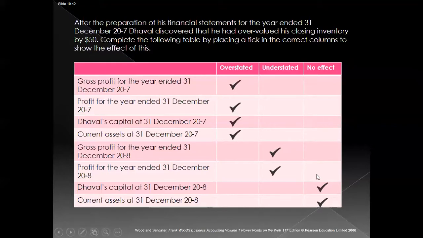However, there will be no effect on Dawal's capital and current asset at 31st December 20-8. Why? Because the effect of overstatement in 20-7 for these two items has been compensated by the understated effect of gross profit and profit for the year in 20-8. Since this has become an adjustment, Dawal's capital and current assets value will go back to the normal value.